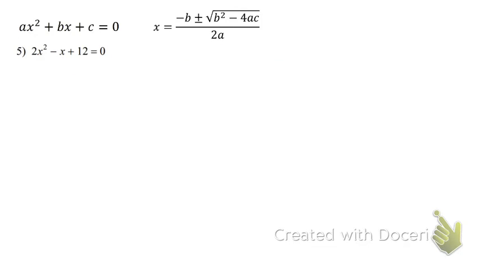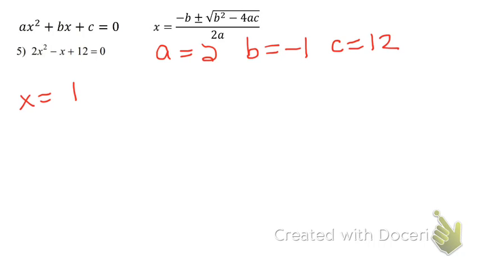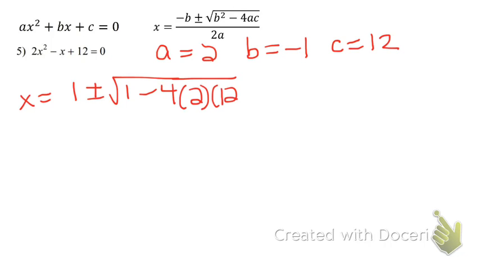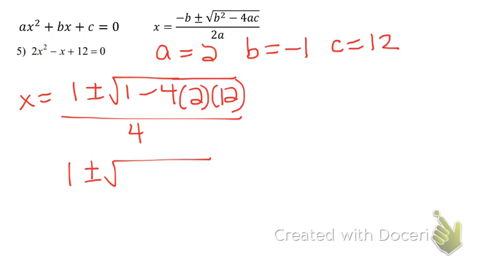Number 5. A is 2, B is negative 1, and C is 12. So x equals negative B plus or minus the square root of B squared, negative 1 times negative 1, minus 4 times A times C, all over 2 times A. Simplifying underneath the radical, 1 minus 4 times 2 times 12 gives me a negative number, and I can stop right now. As soon as you get a negative underneath the radical, then you just quit and say, no solution.